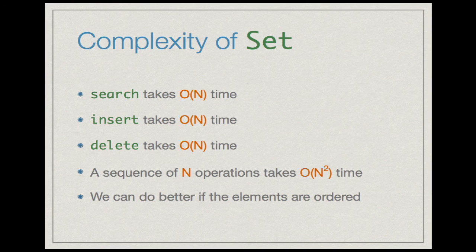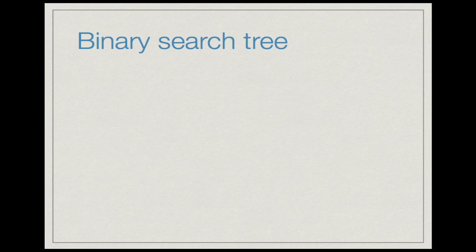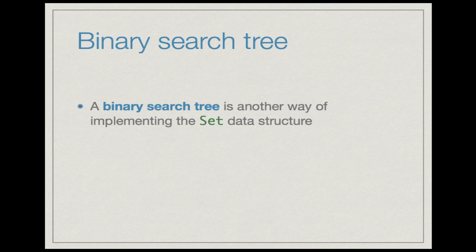We can do better than this if the elements are ordered, but storing these elements as a sorted list is not the way to go. We need a much better data structure. And that brings us to a binary search tree. A binary search tree is another way of implementing the set data structure.